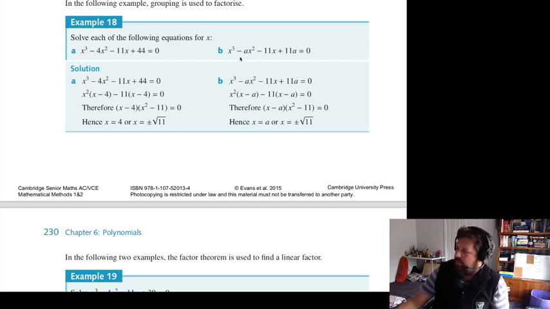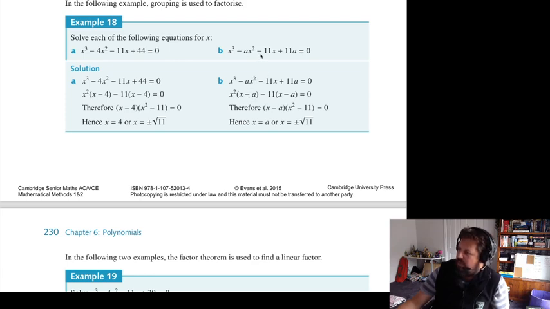Alrighty, let's have a look at this one here. Cool. Same difference, except this time we're just going to be grouping again. The thing that's common to these first two is x squared. Bang, it goes out the front. You are left with x take away a. So x squared multiplied by x gives us x cubed. x squared multiplied by negative a gives us negative a x squared.